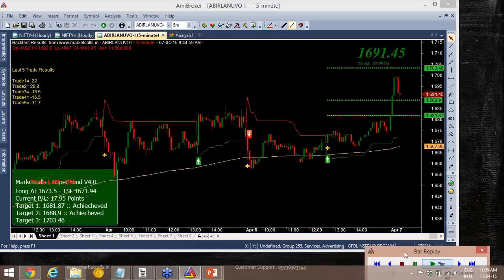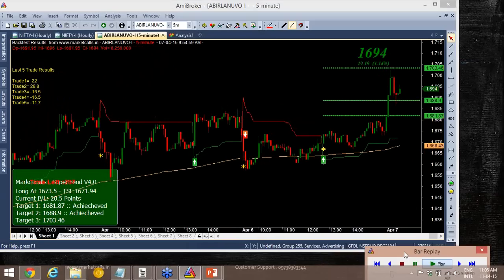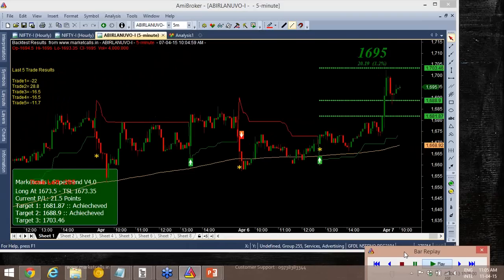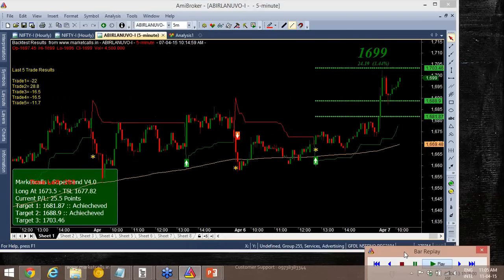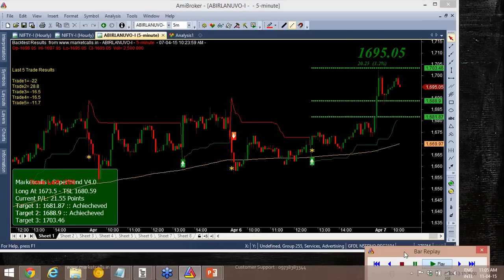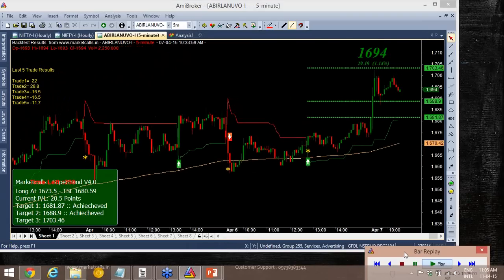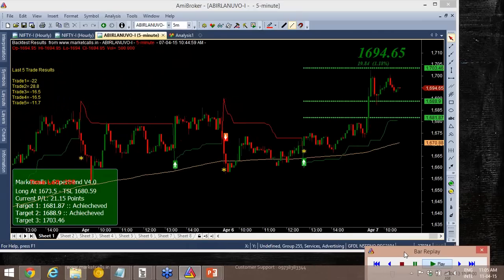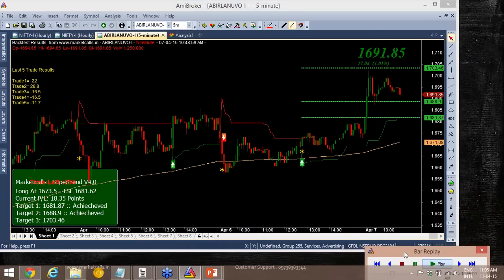Fine. The target dashboard shows, whenever a target has been achieved, target 1 achieved, target 2 achieved. This is one modification which is available compared to the Supertrend version 3.0. This is one additional feature that has been implemented.